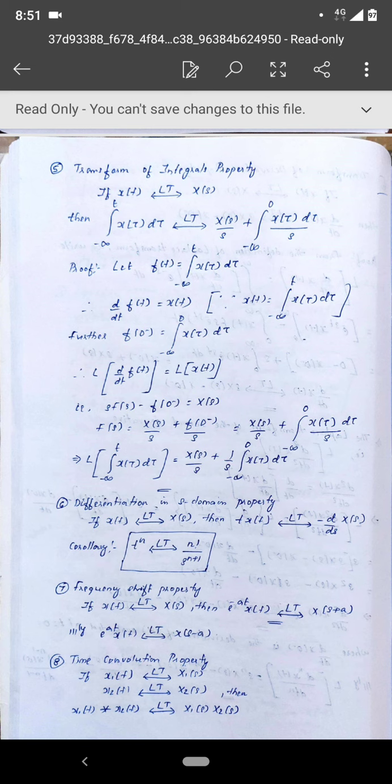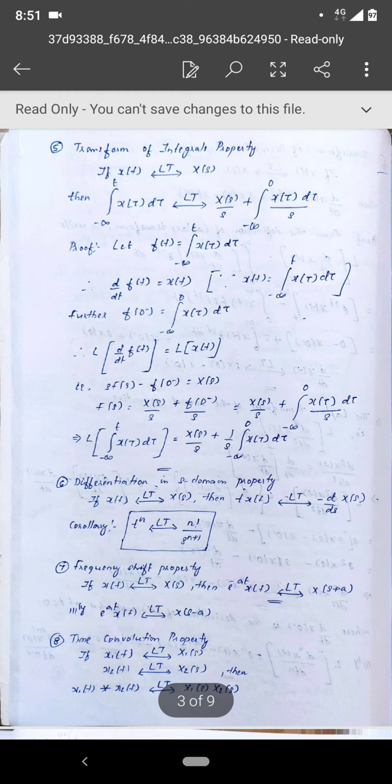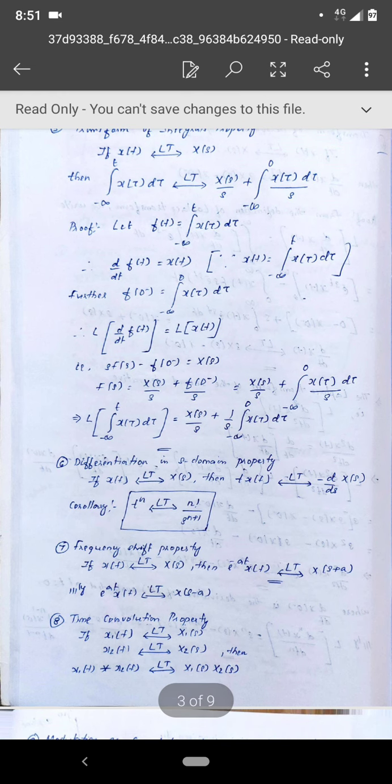Further, what is f(0)? f(0) is nothing but integration from minus infinity to 0 of x(tau) d tau. I made a mistake in the previous step. If we find the derivative, we get x(t). We have replaced x(tau) simply by t because tau was a dummy variable. Now f(0 minus) is the initial value, that is, the integration from minus infinity to 0 of x(tau) d tau, the value accumulated from minus infinity to time t equal to 0.